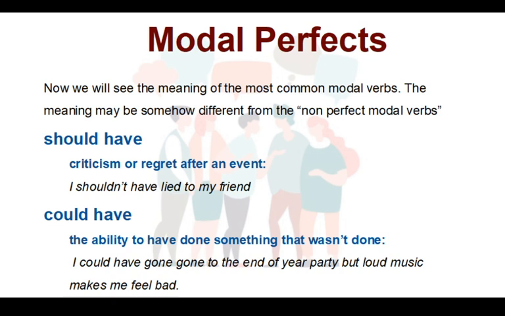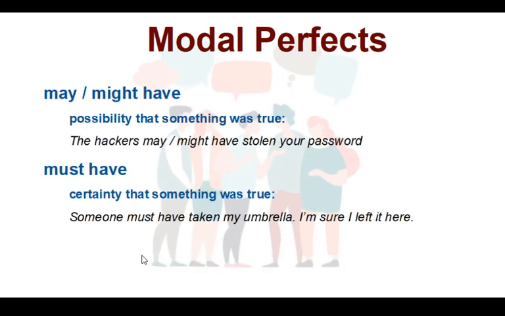Then could have is used to express the ability to do something that wasn't done. So there was something that we could have done in the past. It was possible to do something before, but we didn't do it. Okay, the example, I could have gone to the end of year party, but loud music makes me feel bad, so I didn't go.